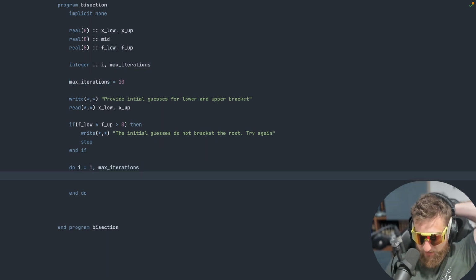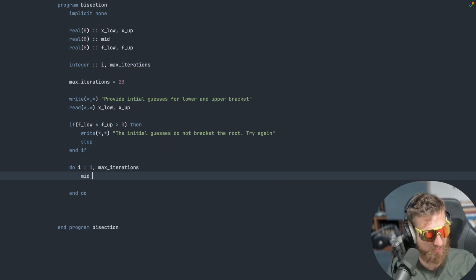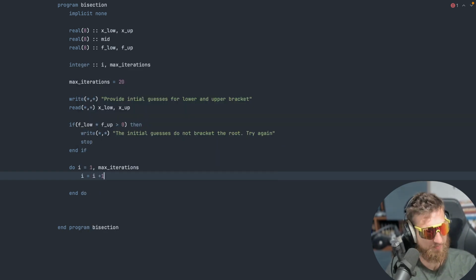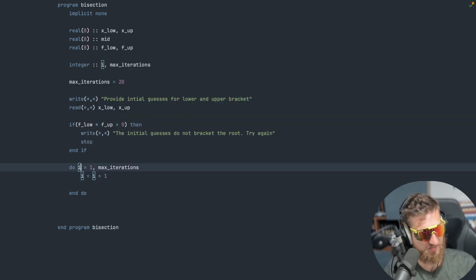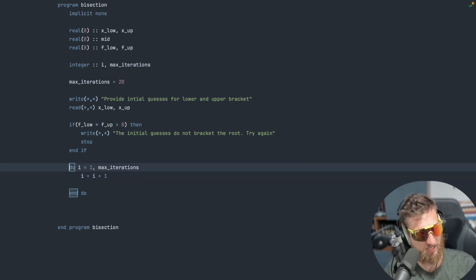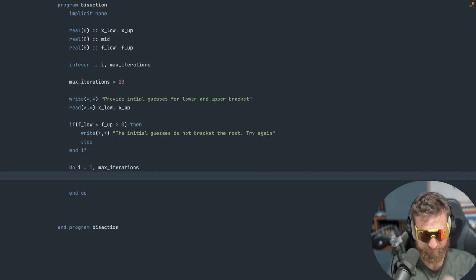So the first thing we're going to do is calculate the midpoint. Actually, in other programming languages, you might be used to seeing something like I++ or I equals I plus 1 inside the loop. If we're doing a standard do loop in Fortran, I is automatically going to increment every time it gets to end do. So it's going to do whatever's in here, and then on end do, it's going to increment I and go back to the start. So we don't actually need to do this. So we're going to calculate the midpoint.